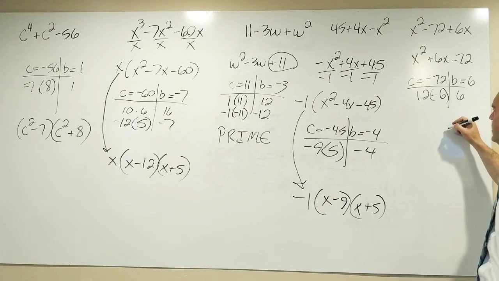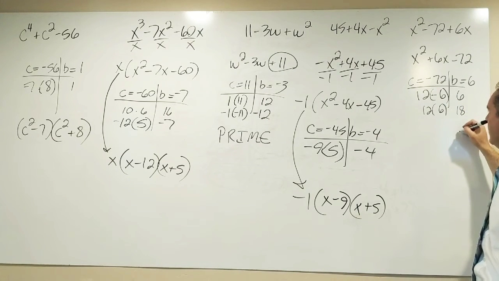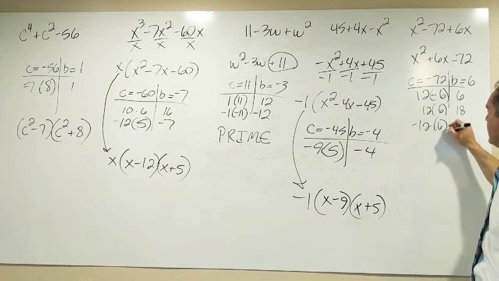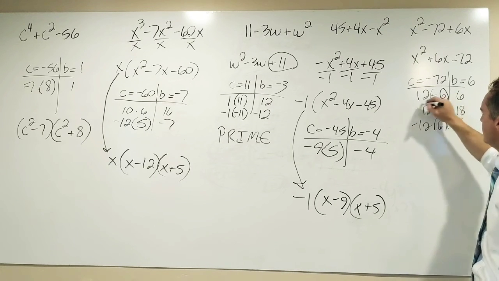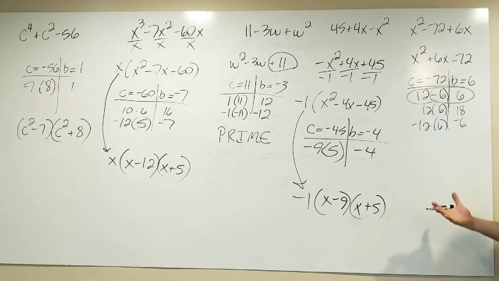You'll note that if you just did 12 and 6, that would make 18. If you did -12 and 6, that would make -6. So this was the magic pair right here. Don't take for granted writing out all of your options sometimes.